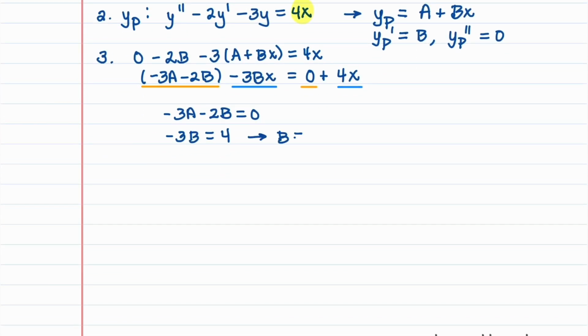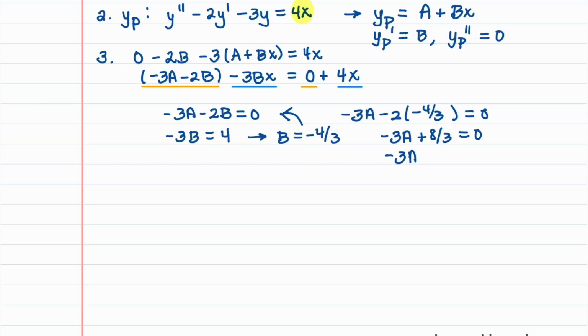So we get b is equal to minus 4/3, and then let's substitute it back in to our first equation. So we have minus 3a minus 2 times minus 4/3, substituting in for b, is equal to 0. Let's see, this is minus 3a plus 8/3 is equal to 0. So we get minus 3a is minus 8/3, and that gives us that a is equal to 8/9.